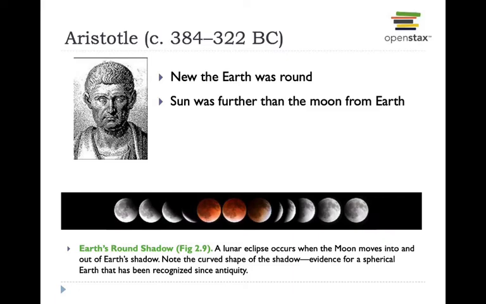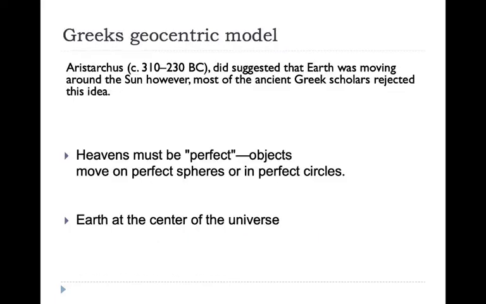The sun was further than the moon from Earth, right? We knew all of these ideas here, and we could see because of the shadow that it casted during an eclipse. The only object that would make a perfect circular shadow from all angles is a sphere. So this was known very, very early on.